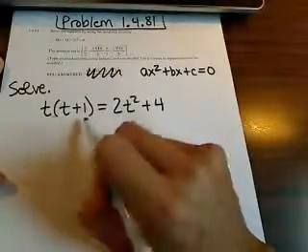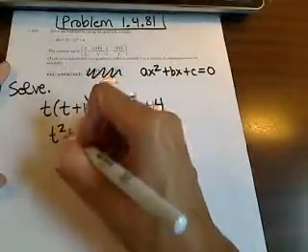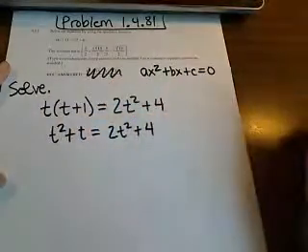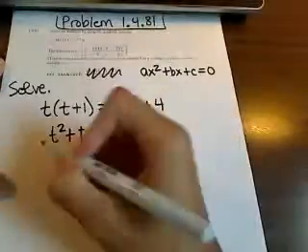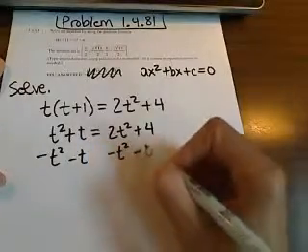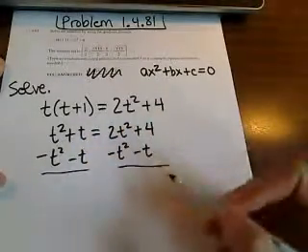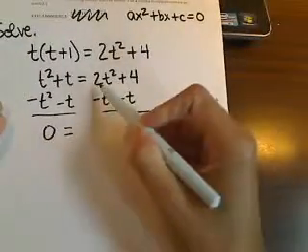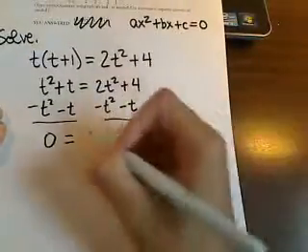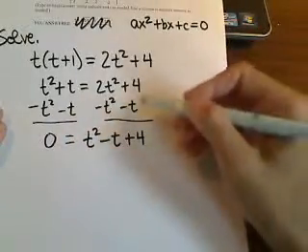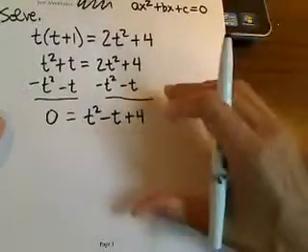So I'm going to need to take this t and distribute. So this will be t squared plus t. And then if I want to take this stuff over to this side, I'm going to subtract t squared and subtract the t. Okay, so that's going to give me 0 over here. And then here I've got 2t squared minus t squared, so that's just t squared. I have a minus t and a plus 4. So those aren't like terms, so I'm just going to bring them along.